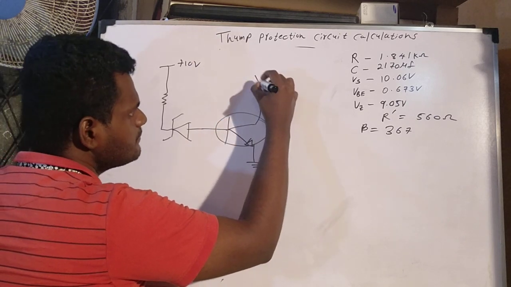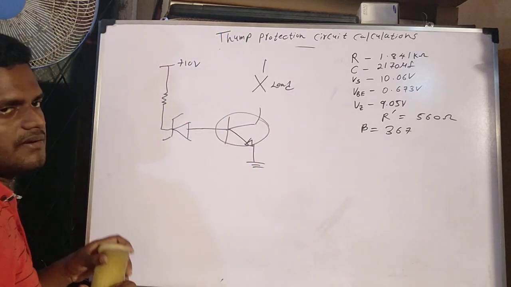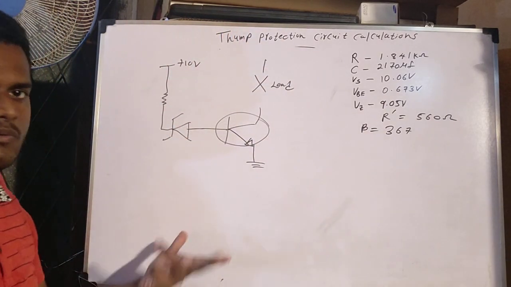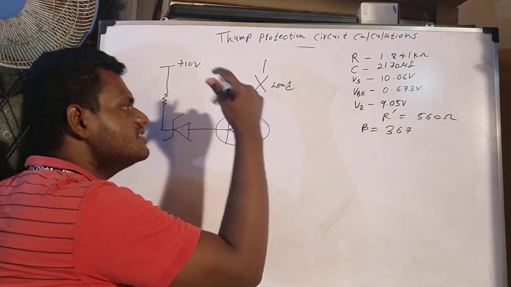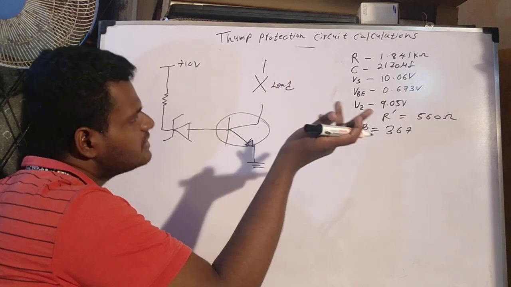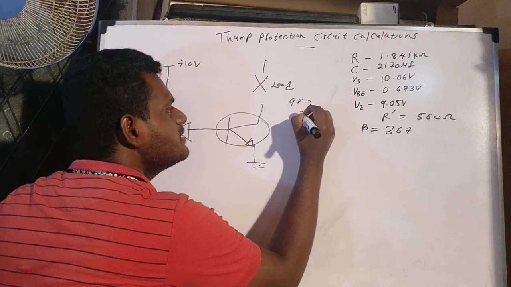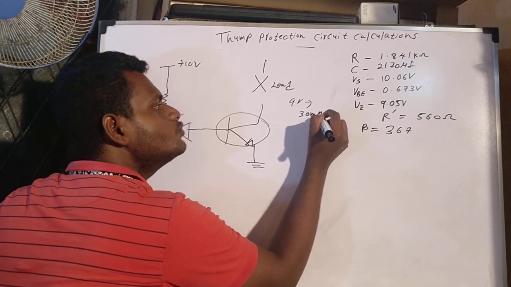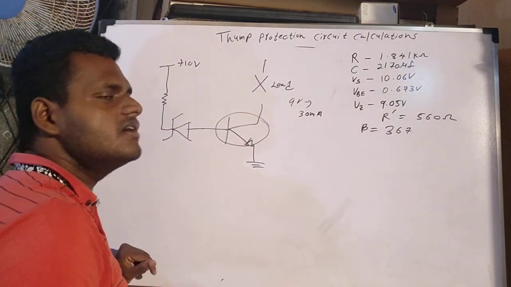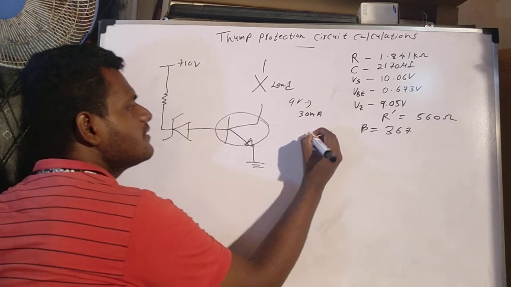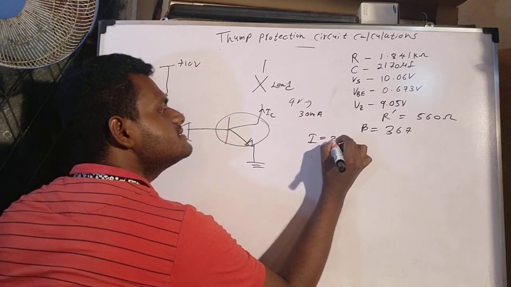If we take some load, I'm not putting that one, I'm taking a load. What is the load? Actually here we are using a 9 volt relay. A 9 volt relay approximately takes 30 milliamperes to start working, so it takes around 30 milliamperes. So in our circuit, IC is 30 milliamperes.